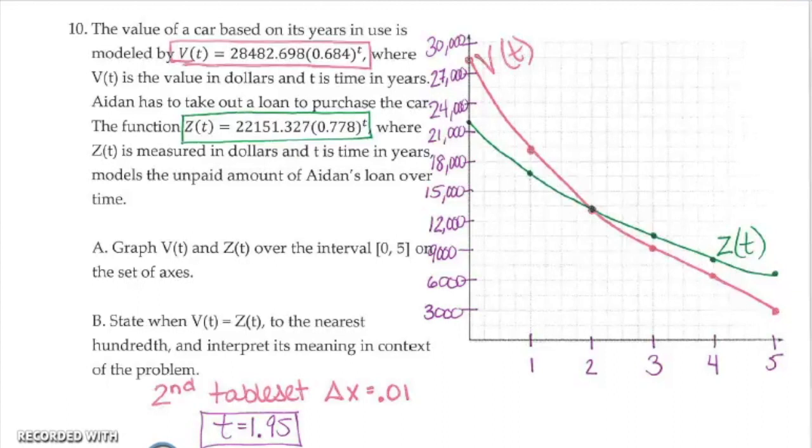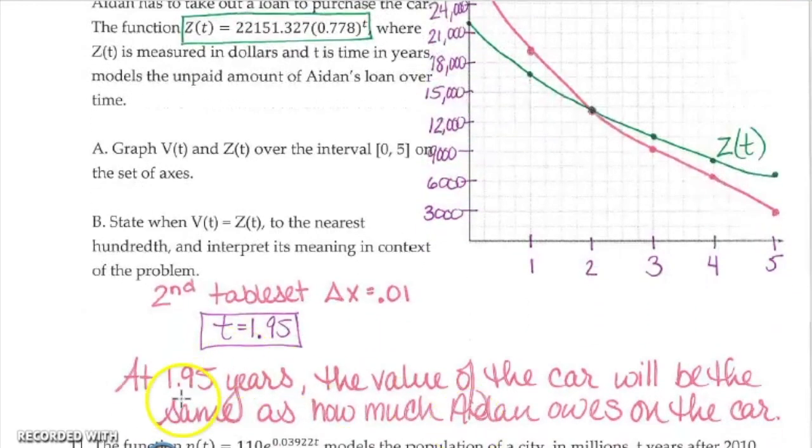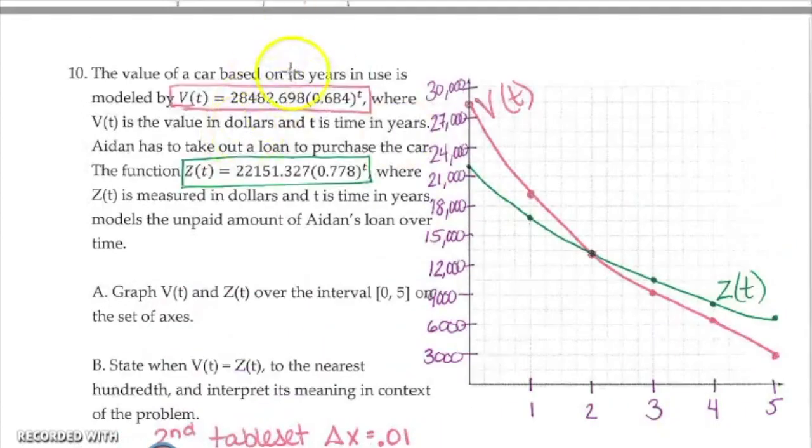Now, seeing where they intersect, I can see that it's somewhere right about here, but it does ask me for the nearest hundredth, so I don't want to just assume that it is at 2. So I would go second and then calc and then find that intersection. That's probably the easiest way to do it. And your intersection is going to be at 1.95. If you're struggling with doing that, go to my calculator help video and you can see how to do that more there. Now, what does that mean? At 1.95 years, because remember this x-axis, or the t-axis, is in years, the value of the car will be the same as how much Aiden owes. Because remember, V is the value and Z is how much he owes, and we're talking about when those are equal.